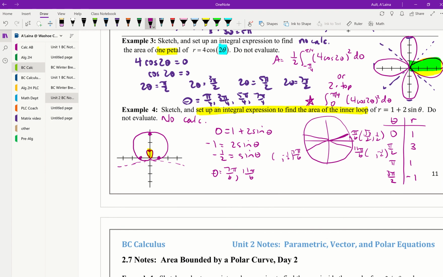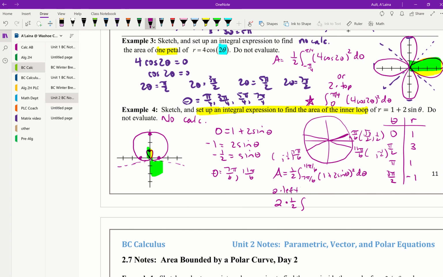So to find the area, one way you could do it, the area is 1/2 times the definite integral. Now you want the smaller angle, 7 pi/6 to 11 pi/6, of the radius 1 plus 2 sine of theta, quantity squared, d theta. That's one way. Another way is you could do twice the right side, or you could do twice the left side. Whatever you want. If you do twice one of the sides, I could have 2 times 1/2 the definite integral from here to here. That would give me this side of the inner loop. I guess it's actually twice the left.